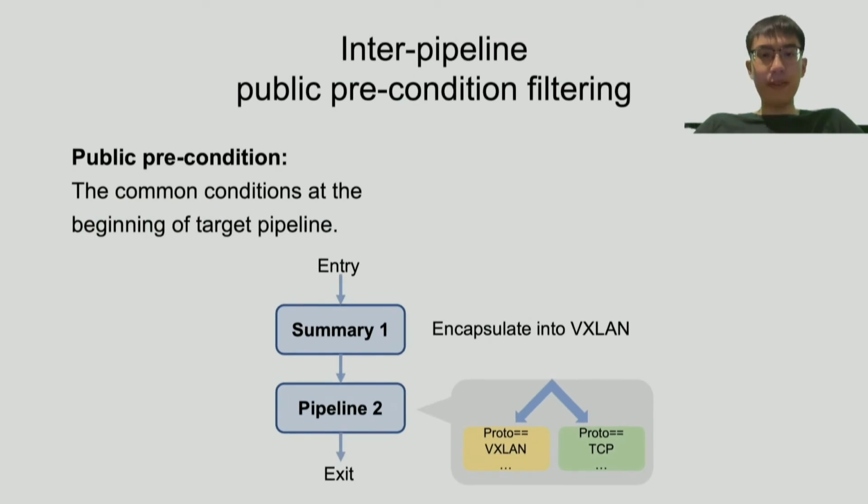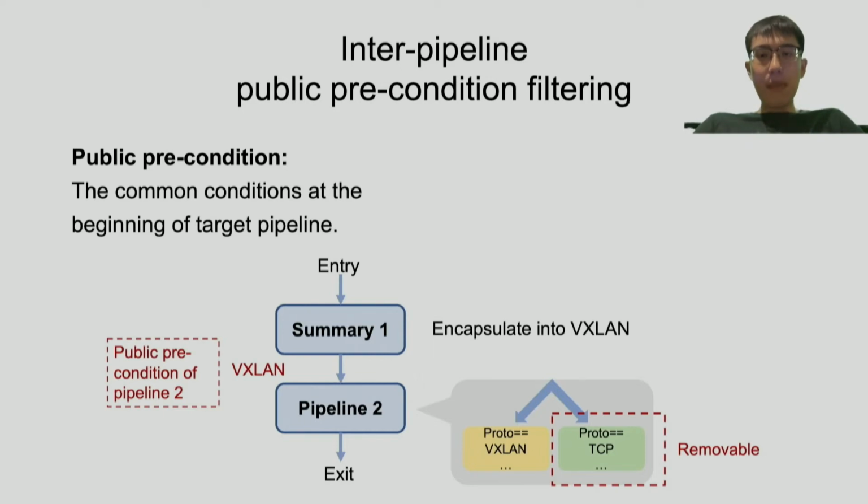Inter-pipeline public precondition filtering is based on the observation that intra-pipeline redundancy elimination is incomprehensive due to its intra-pipeline perspective. In this case, Pipeline 2's TCP logics are reserved after intra-pipeline redundancy elimination because they are valid in Pipeline 2. But they will never be visited because all packets sent to Pipeline 2 will never be TCP. We define public precondition as a common condition shared by the paths from the entry point of the program to the target pipeline. In this case, VXLAN is the public precondition of Pipeline 2, and the logics of TCP will be removed from Pipeline 2's summary.